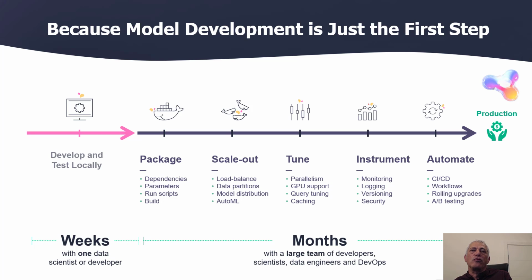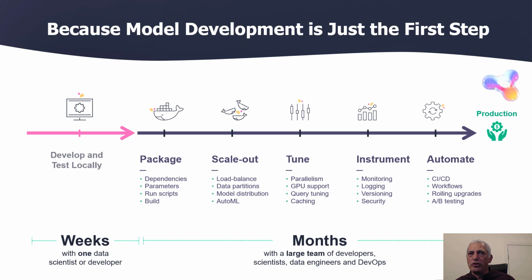Now we've gotten the performance right, but what about instrumentation? We need to monitor, we need to log, we need to version everything that we do. We need to guarantee security for everything, for data access, for API access, and so on. And finally, we want to automate the entire process. So we need to apply CI/CDs and workflows and canary deployments and rolling upgrades and so on. So this work is really the longest stick. This is really the most amount of work. It's not about developing the model, it's about doing all those different things and driving that model to production.